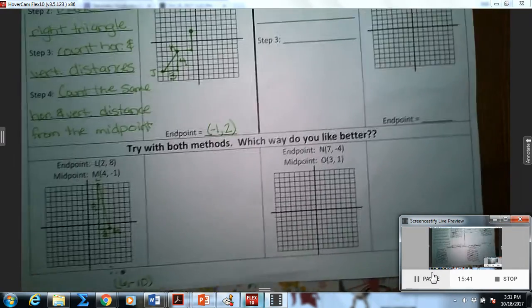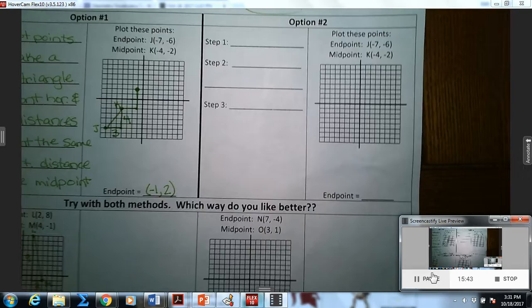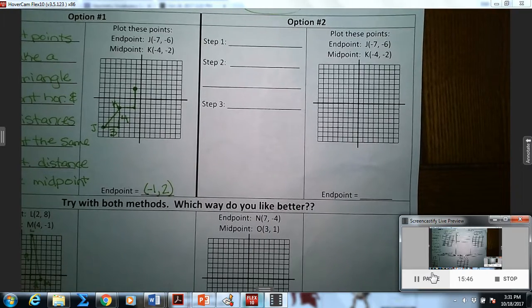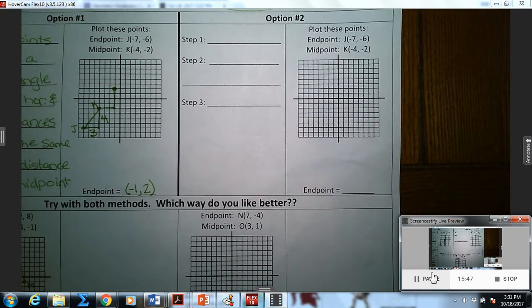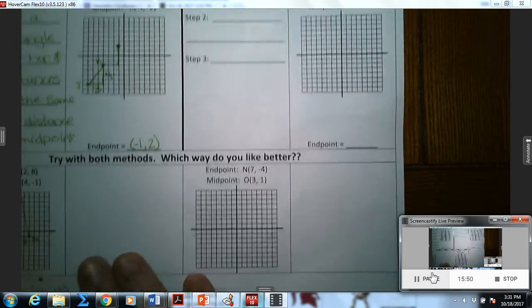The next option is a much more algebraic option, not quite as visual. Step 1, of course, plot your points.